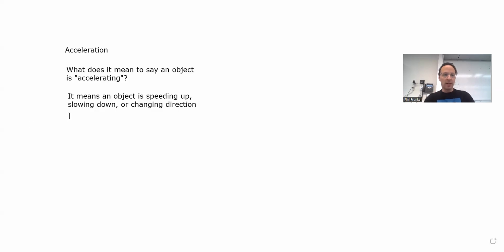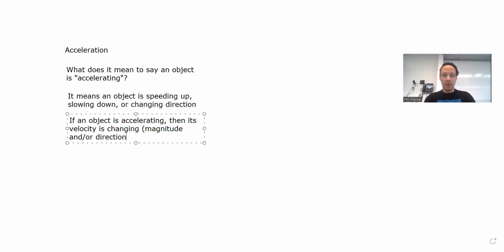Now, there's a way to summarize this, which is the following. Speeding up, slowing down, or changing direction, that means the object's velocity was changing over time. So if an object is accelerating, then its velocity is changing. The magnitude of the velocity might change, that would mean the speed changes. And/or the direction of the velocity might change. That would also be considered an acceleration.